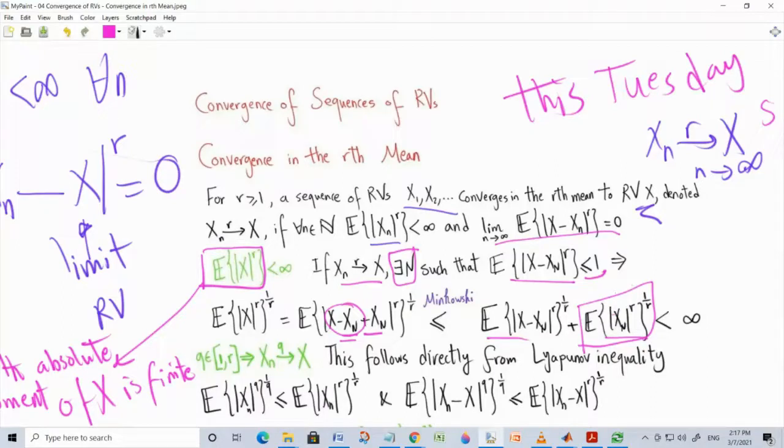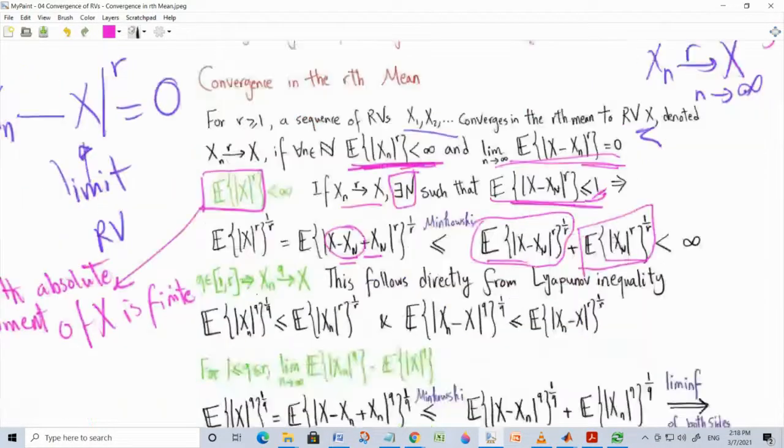Now look here, basically this guy is finite. Why is this guy finite? Because each one of those moments is finite. This is finite for every small n. And why is this other guy finite? Because big N is chosen such that this expectation is below 1, and we are guaranteed to find this big N because we have this limit equal to 0. So we are upper bounding this by a finite quantity, so this quantity itself is finite.